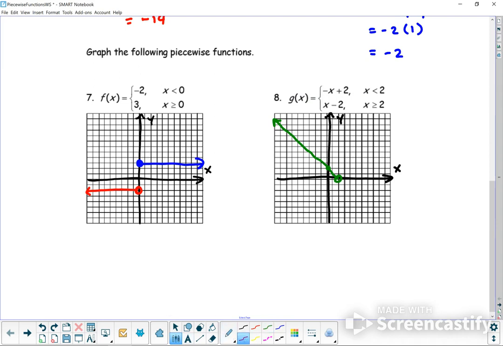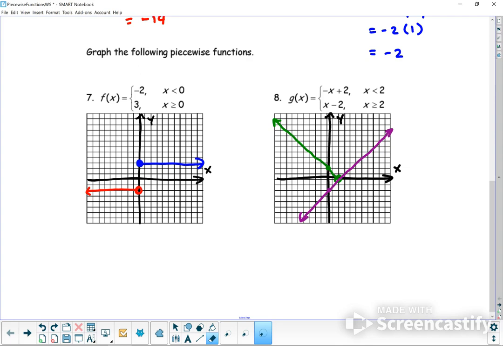Okay, this one's going to be x minus 2. So minus 2 is down here. And it'll be up 1 over 1. So it will look kind of like this.